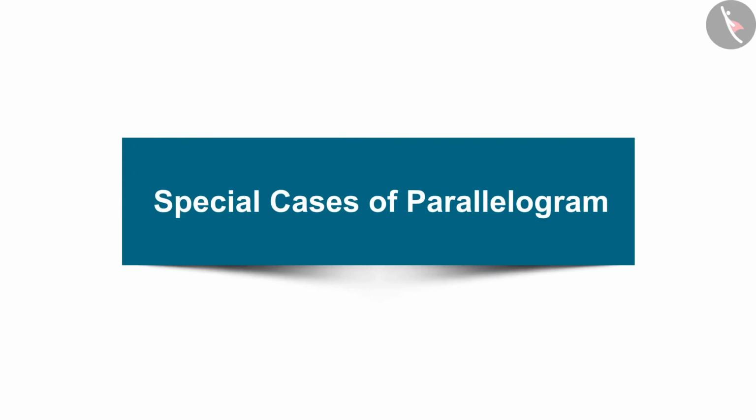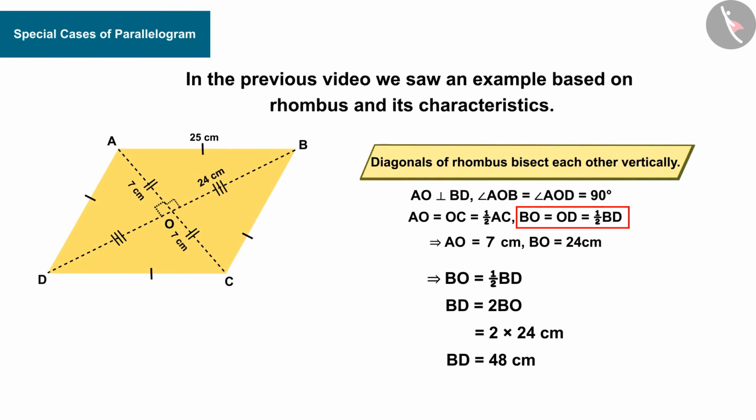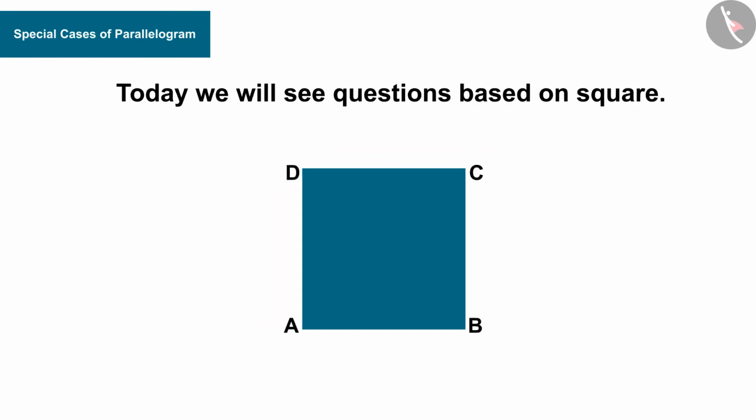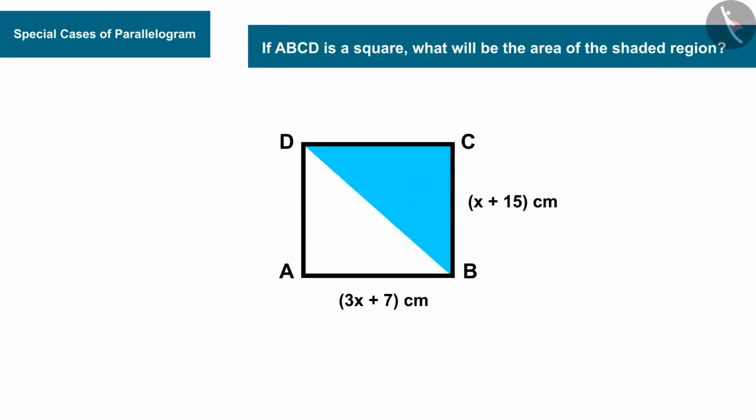Welcome all of you to this video. In the previous video, we saw an example based on rhombus. Today, we will see questions based on square. If ABCD is a square, what will be the area of the shaded region? Pause the video and try it yourself.